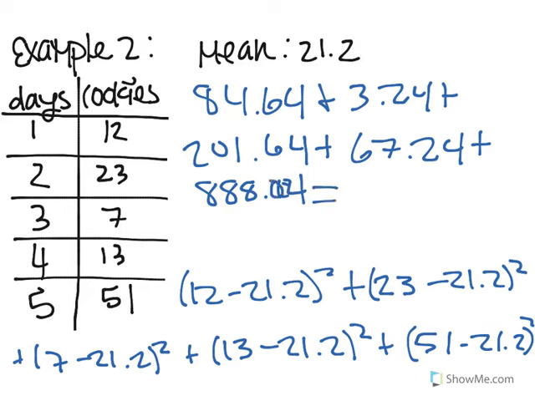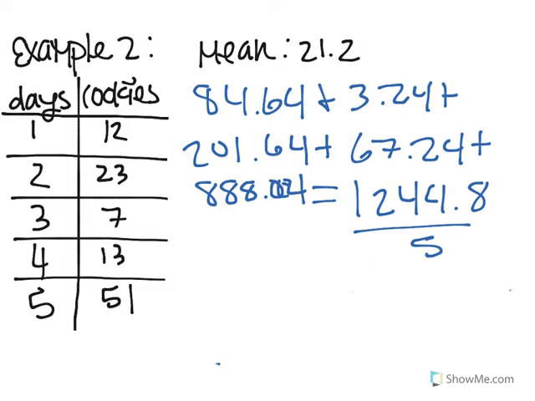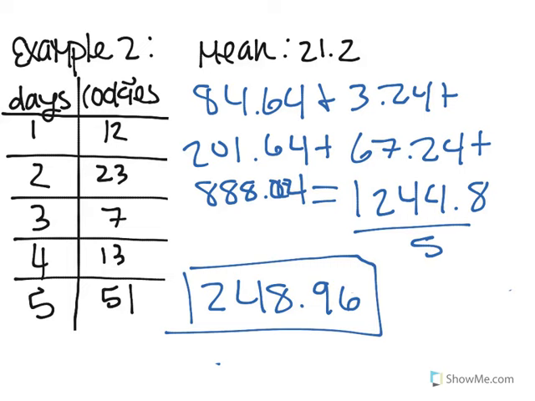And that all adds up to 1,244.8. We divide that by 5, and so we get 248.96 is the variance. So that's the average squared distance between each value and the mean.